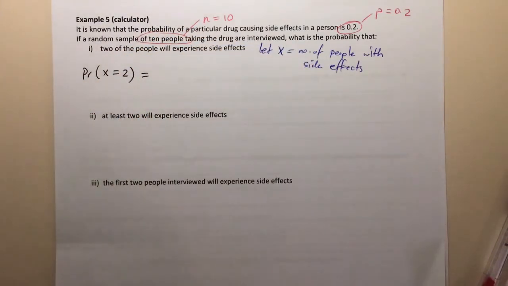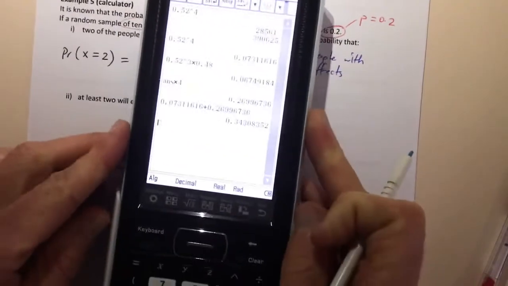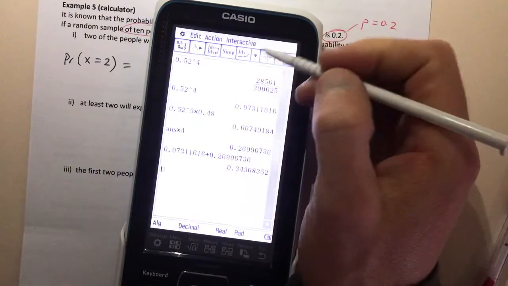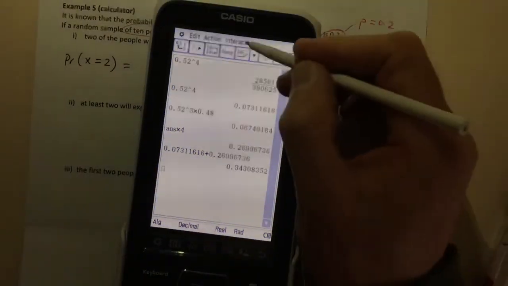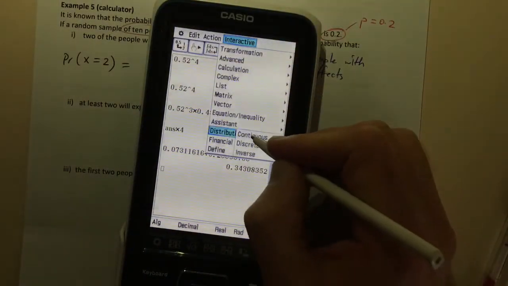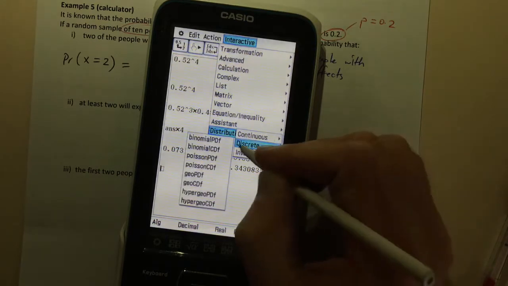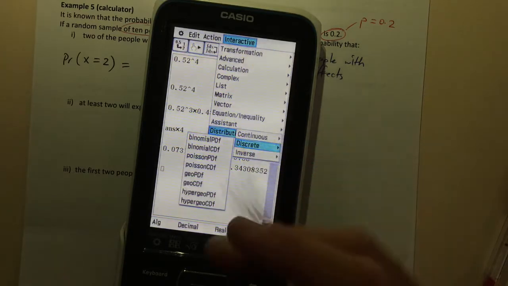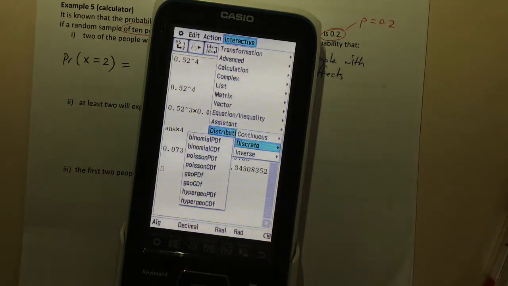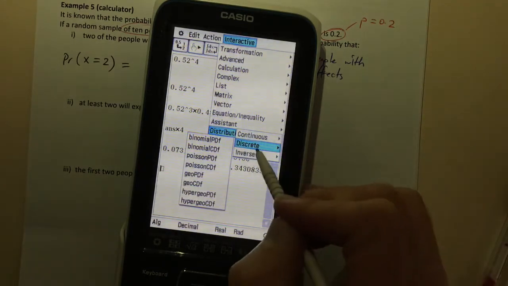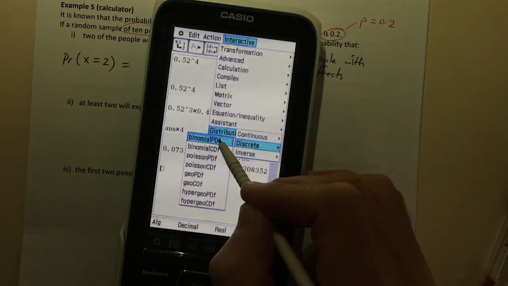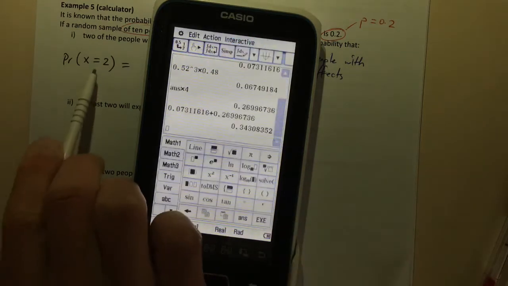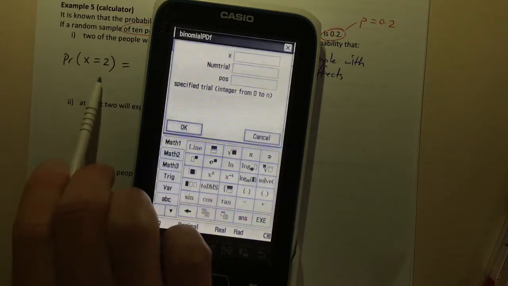Now, if we're doing this on our calculator, this gives us a chance to practice a couple of those new features we talked about. So to bring up the binomial calculations, it's interactive, distribution, discrete. The reason you know it's discrete is a binomial distribution is an example of a discrete distribution because you can only have whole numbers of successes, like 1 success, 2 successes, 3 successes. It's not a situation where you can get like 1.7 successes, so that's why it's discrete. And then binomial Pdf, and we use Pdf because we want a specific number of successes. We want exactly 2 successes.